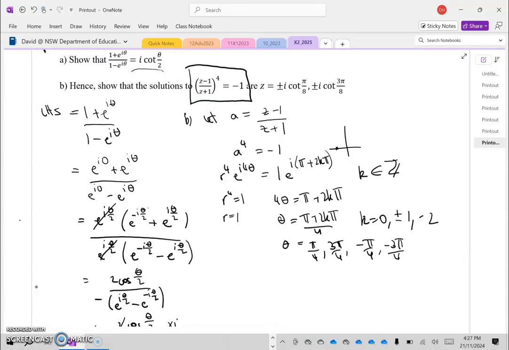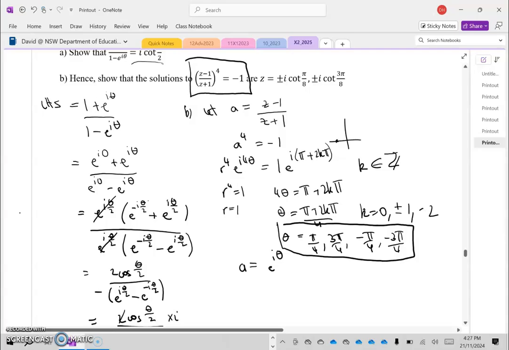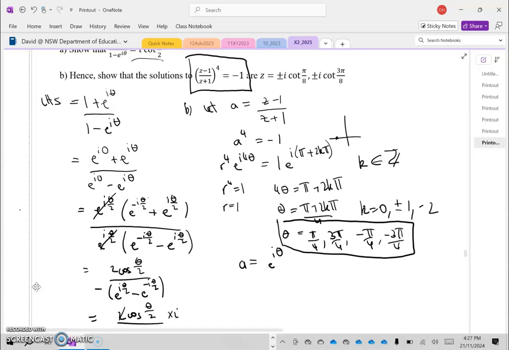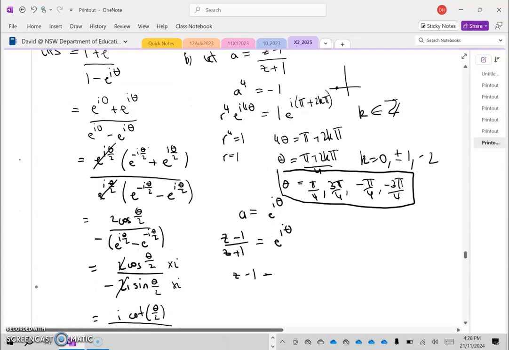Okay, so I know that a is equal to e to the i theta for those 4 values of theta, I'll keep them handy. I now want to manipulate and solve for z. I'm actually going to leave it just e to the i theta rather than writing out the 4 solutions at the moment, just to save some space. So z minus 1 on z plus 1, that's what a was, is equal to e to the i theta. Let's solve for z. Okay, so z e to the i theta plus e to the i theta. This is me expanding. Let's bring the z's on one side.